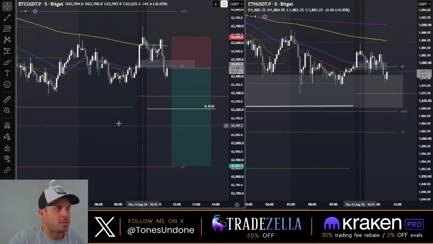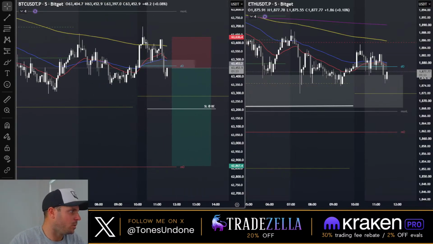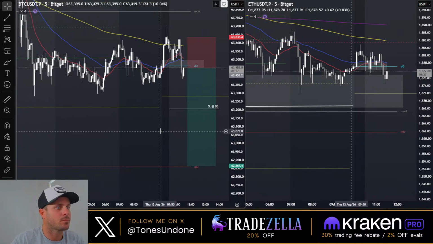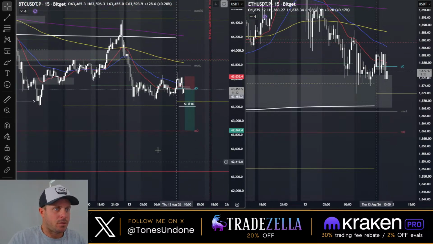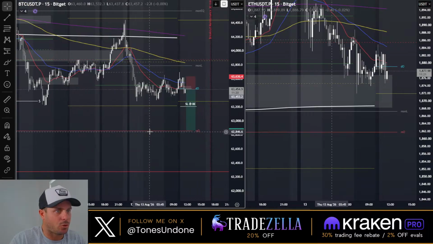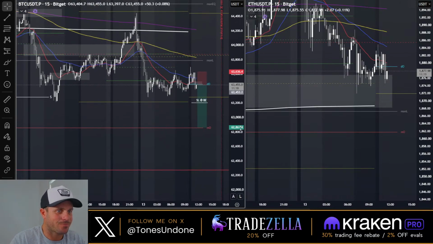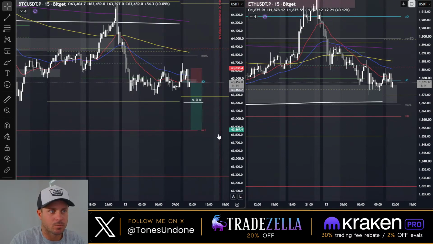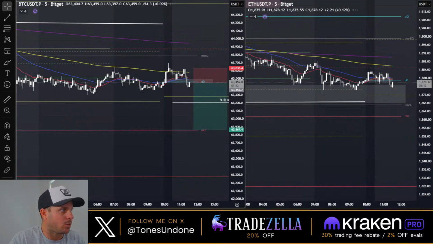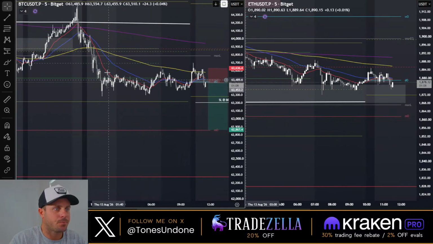Coming to the retest area. Do I execute or not? It is such a good setup, honestly. Talking about that pattern.